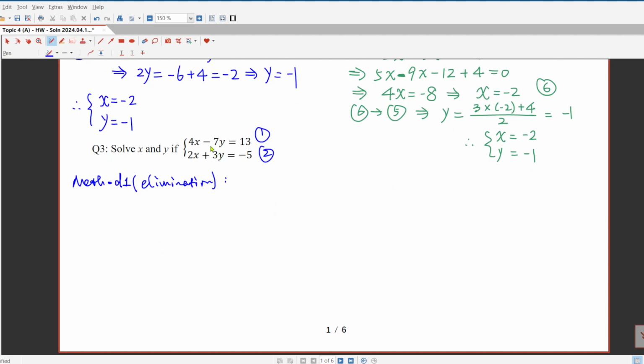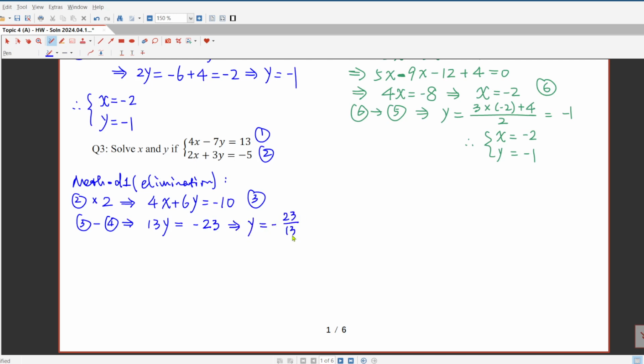So the best way to eliminate one of the variables is to use equation number 2 times the constant to either side. Then we will have 4x plus 6y equals negative 10, right? And then we can use number 3 minus number 4. And then we can cancel a 4x here. 6y minus 7y gives us 13y, right? On the other side, we have negative 10 minus 13, which is negative 23, right? Therefore, y equals negative 23 over 13. You see that?